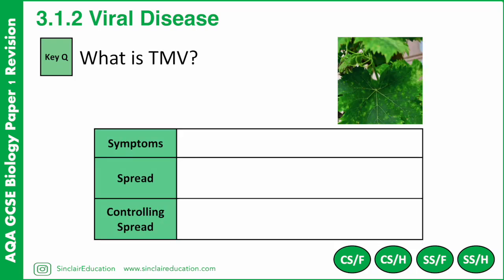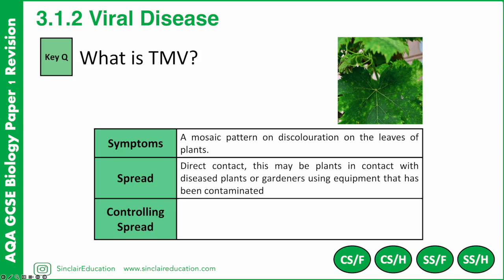The final virus is a plant virus known as tobacco mosaic virus, or shortened to TMV. And this typically causes a discoloration of the leaves of plants. Now, this is spread through direct contact, so that might mean leaves touching each other, but it also might mean a gardener using secateurs on one and then accidentally touching another and passing it on that way.